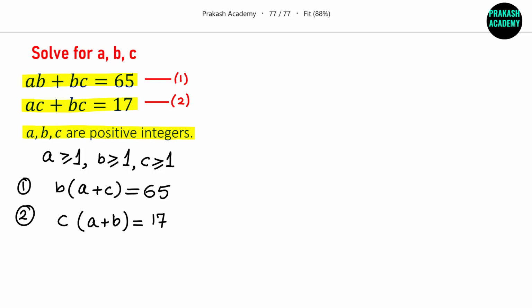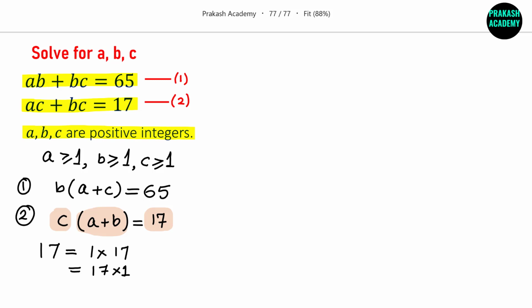Now what next? One important point you can see: 17 is a prime number and we have factorized this expression, that is, one factor is C and another factor is A plus B. So what can you do next? Now see, 17 can be written as 1 into 17 or 17 into 1, because negative integers are not possible in this case.